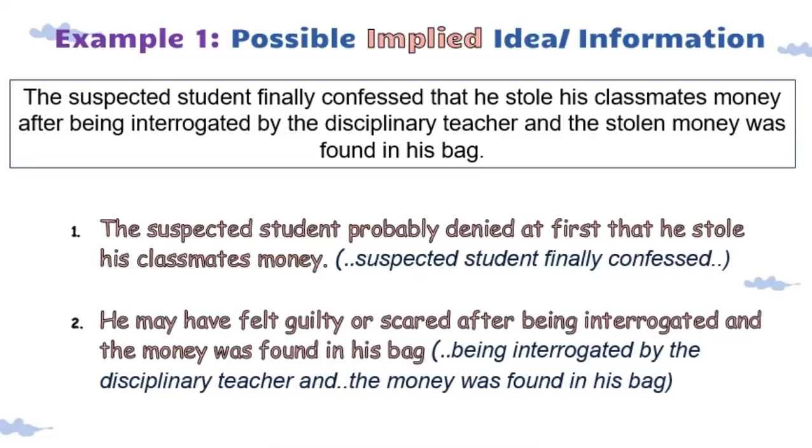So he actually stole the money and the money was found in his bag. So it's a very clear evidence that he took the money. Yeah, this is stated in the text. So based on what is stated, and we connect that with our prior knowledge, we are making the inference that this student denied it at first, stealing the money, but after that he got scared or felt guilty because he was interrogated and then the money was found in his bag. Let's look at example 2.